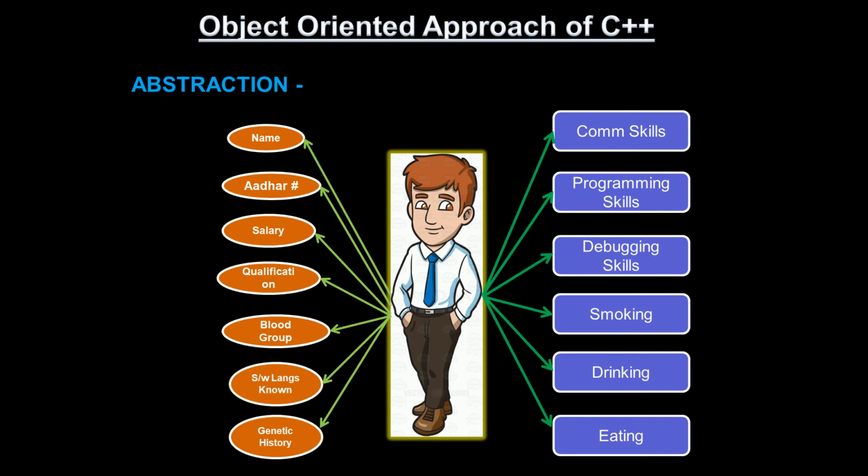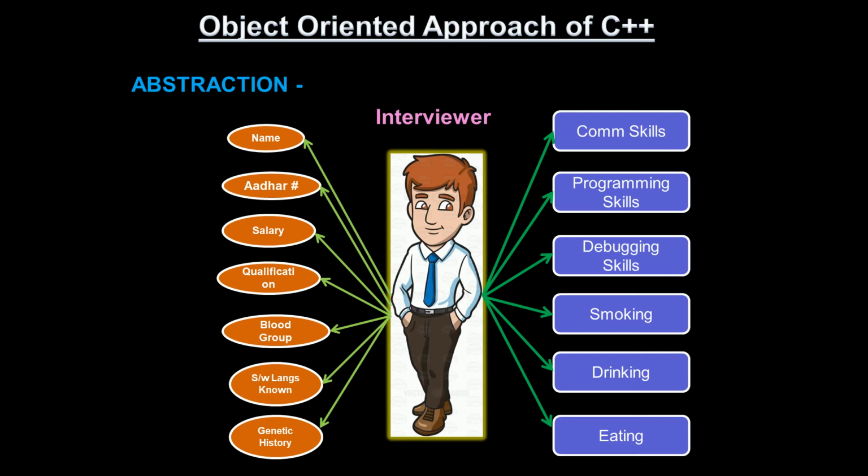Now assume this person is going to attend an interview. As an interviewer, what is required for you? You need his name, Aadhaar number. Of course, the Aadhaar number is required to avoid duplication of the applicant. Salary is also required. How much salary is he earning? What is his expected salary?